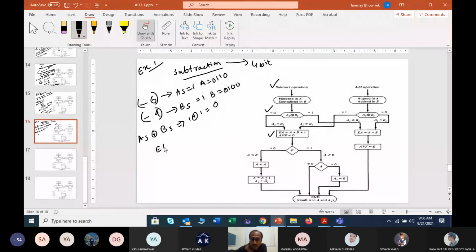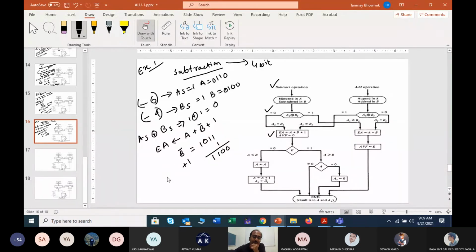We will now perform EA equals A plus B complement plus 1. So what was my B? My B was 0 1 0 0. So what should be your B complement? Your B complement is now 1 0 1 1. So now B complement plus 1 will be 1 1 0 0, right?